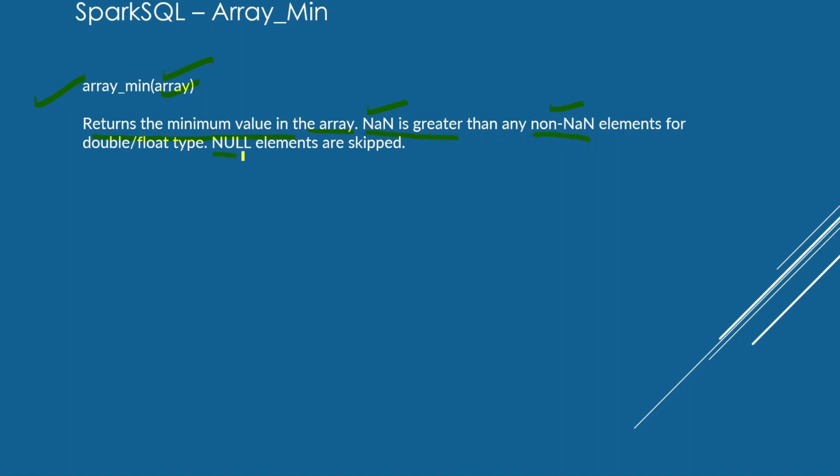And if any null element is present in that array, all null elements will be skipped during the process of finding the minimum value with the help of the array_min function.